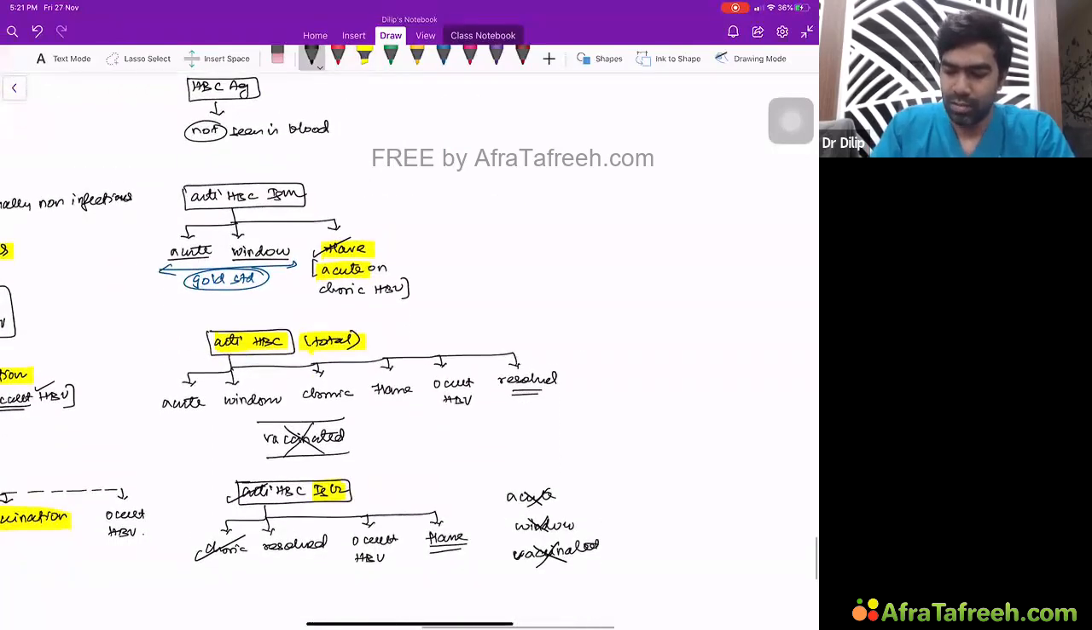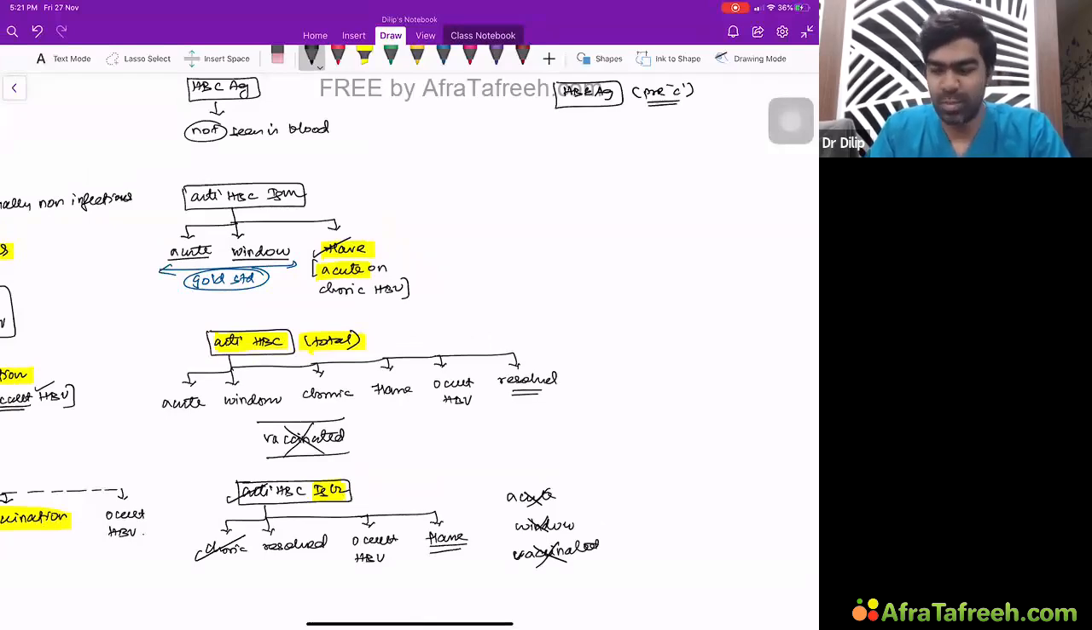Then we have HBe antigen, hepatitis B e antigen. This is coming from the pre-core region. And remember, HBe antigen is directly proportional to the infectivity, which means whenever HBe antigen is positive in the virus, it means the virus is highly infectious and the risk of transmission will be very high.